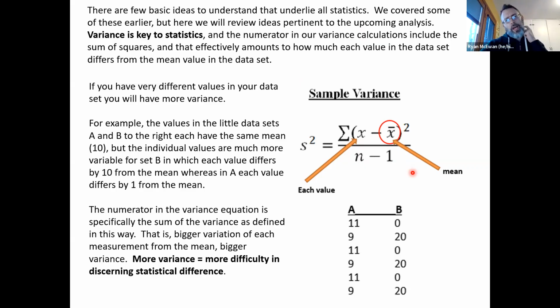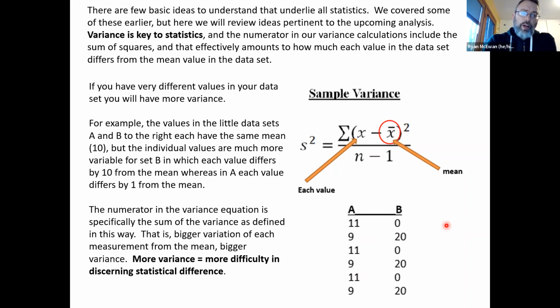That effectively amounts to how much each value in the data set differs from the mean value in the data set. That's what this is here. Each value, and here's the mean. If you have very different values in your data set, you will have more variance. For example, the values in this little data set, A and B, to the right, have the same mean. The mean, the average, is 10.